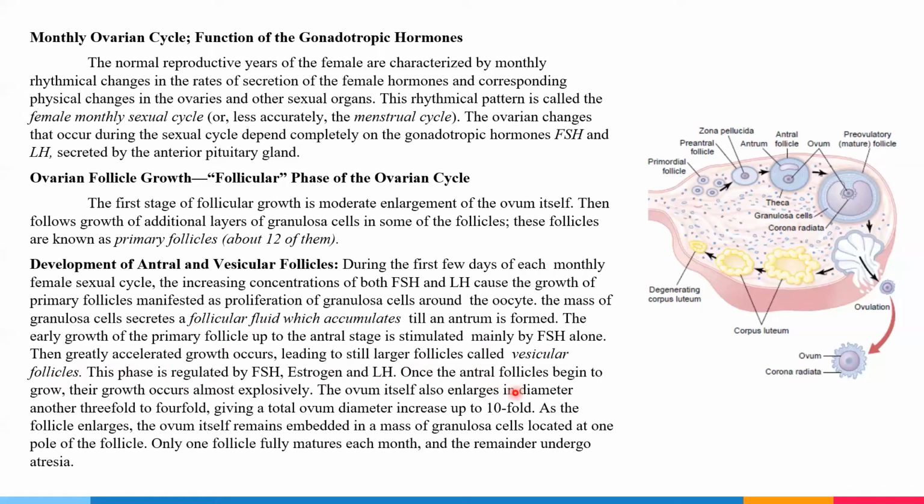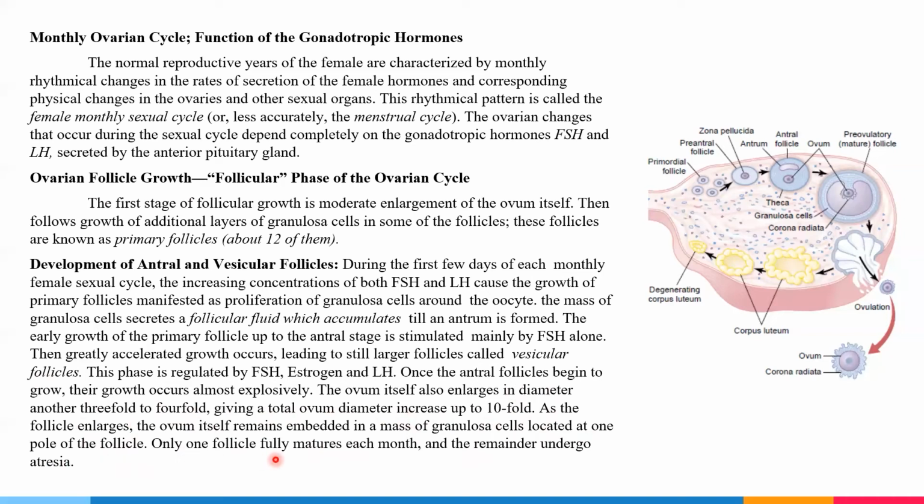Once the antral follicles begin to grow, their growth occurs almost explosively. The ovum itself also enlarges in diameter another threefold to fourfold, giving a total ovum diameter increase of up to tenfold. As the follicle enlarges, the ovum itself remains embedded in a mass of granulosa cells located at one pole of the follicle.